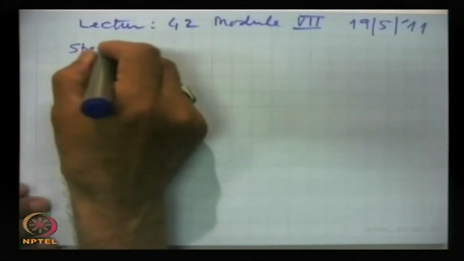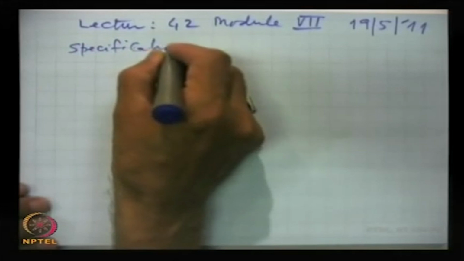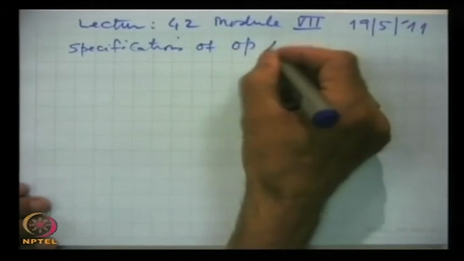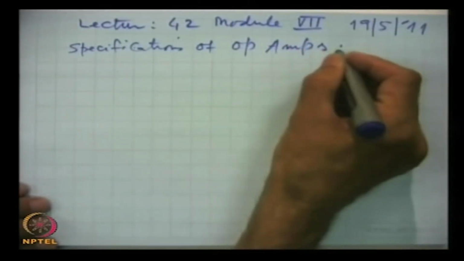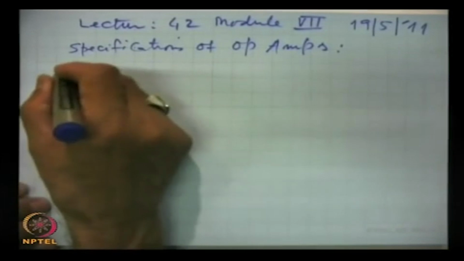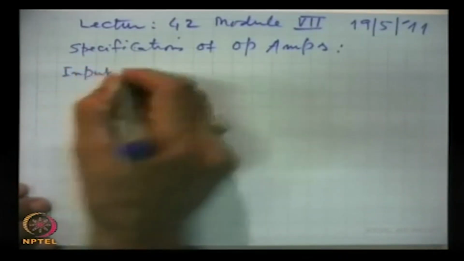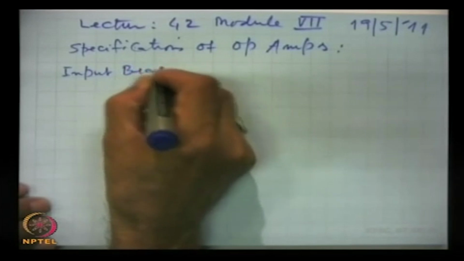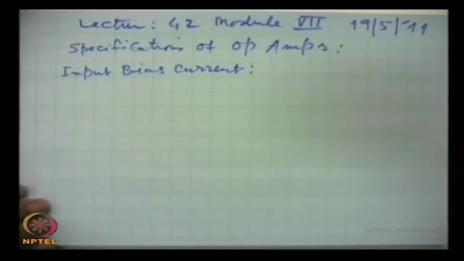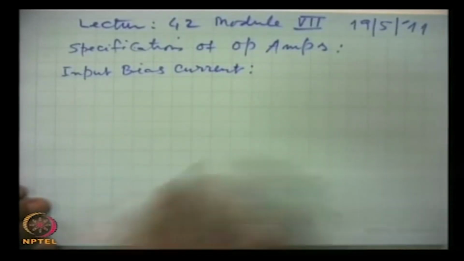Discussing the specifications of op amps. Specifications of op amps. The first specification about which we talked was input bias current.